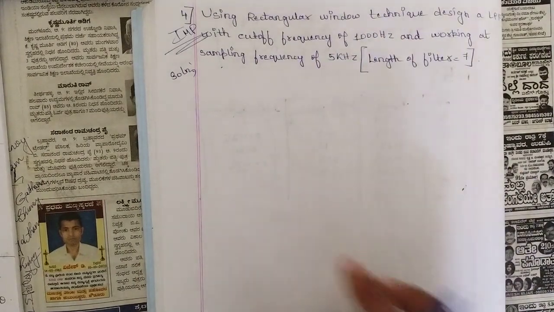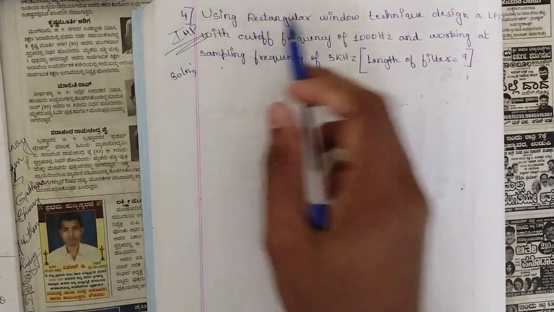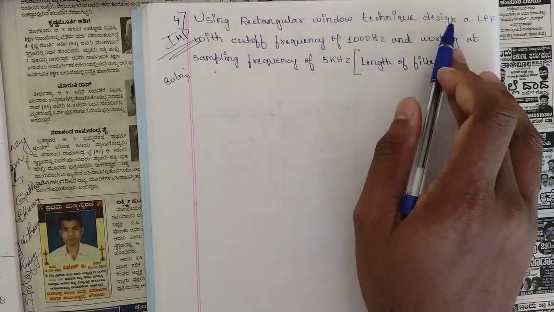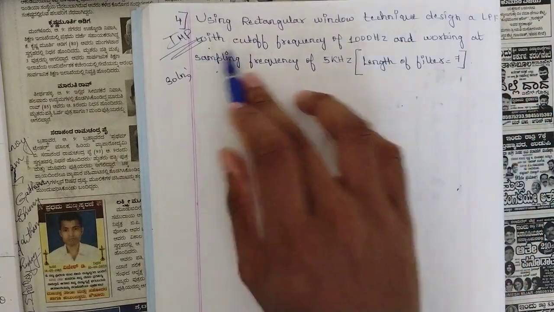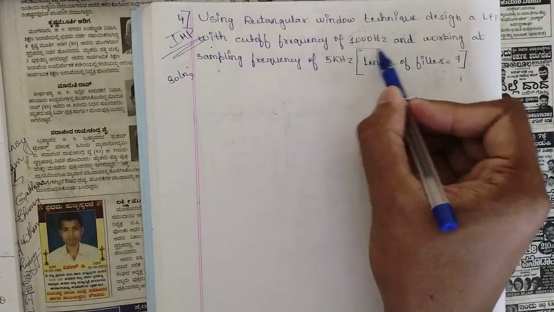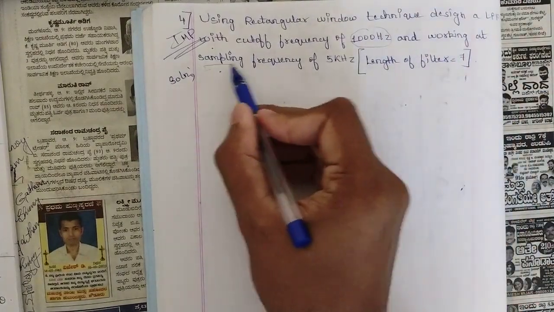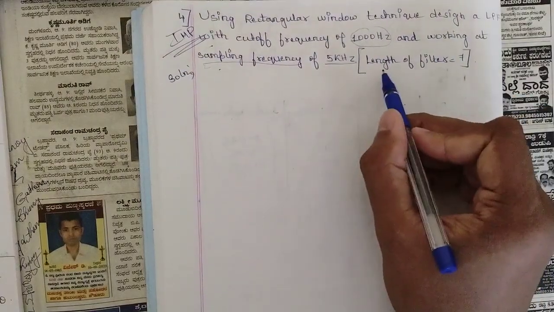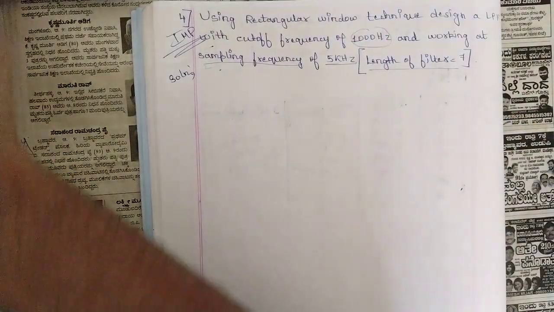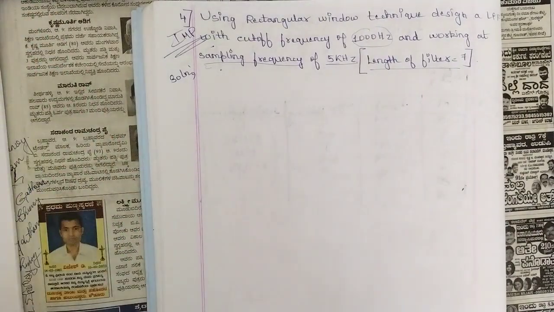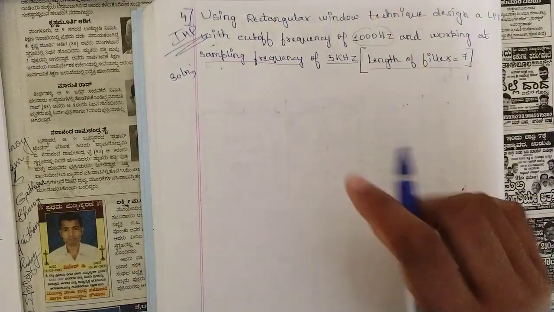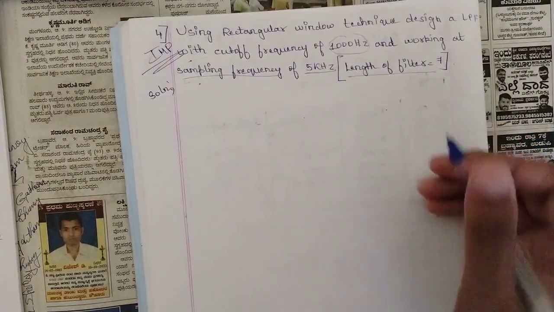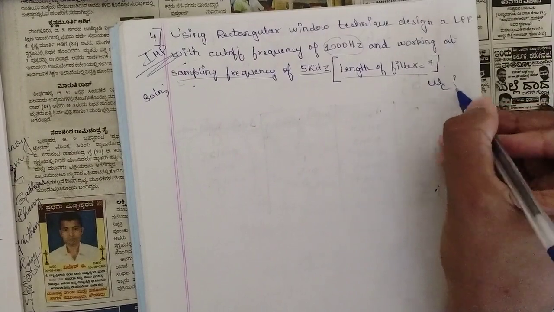Using rectangular window technique, design a low pass filter with cutoff frequency of 1000 Hz and working at sampling frequency. They have given the sampling frequency also, that is 5 kilohertz, and they have given the length of the filter, that is equal to 7 in this case. They have given the cutoff frequency, sampling frequency, and the length of the filter 7, but they have not given the value of omega c.